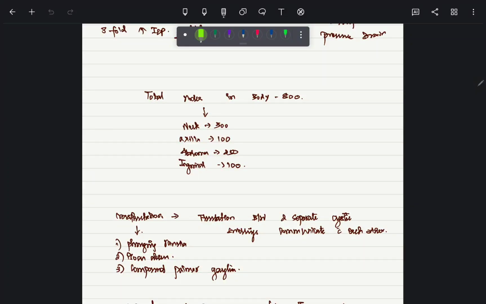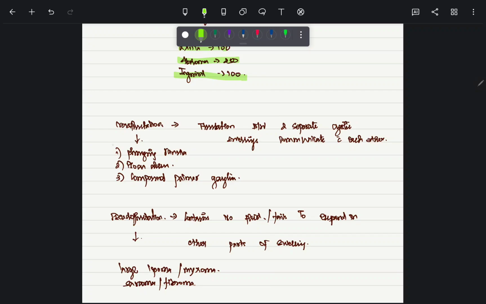Hi all. Today we are going to discuss some important basic practical points. So, how many nodes are in the body, they ask? If examiners ask, it is around 800, and in the neck it is 300, in the axilla it is 100, in the abdomen it is around 250 to 300, in the inguinal region it is 100. And a very important point: what is the definition of cross fluctuation?